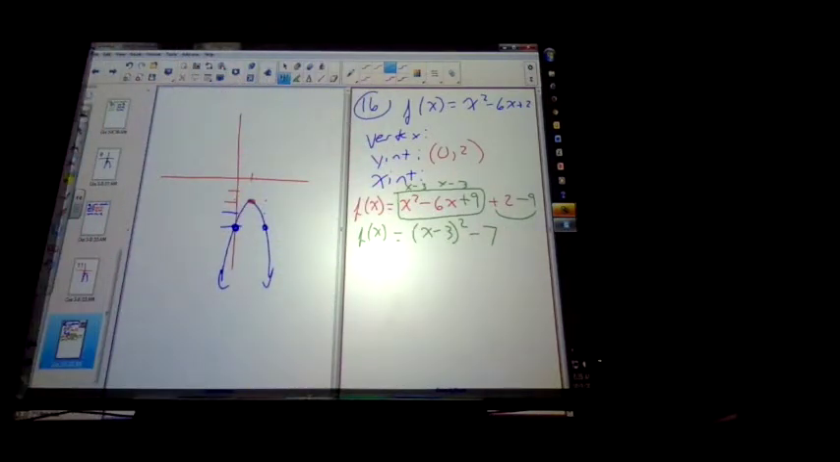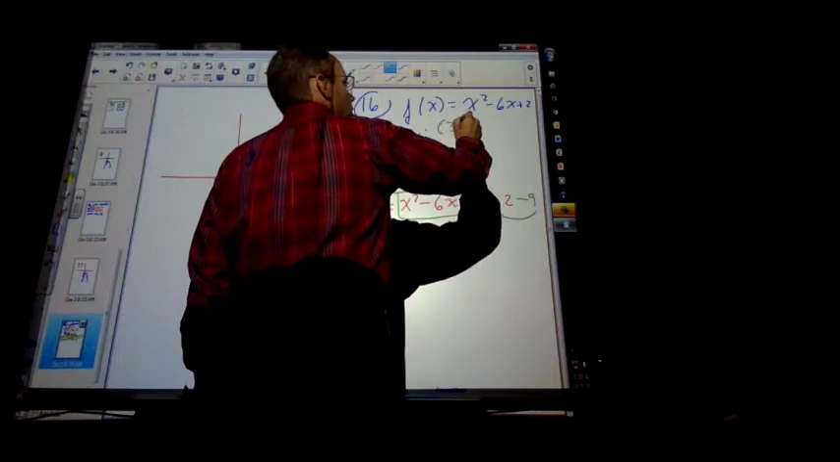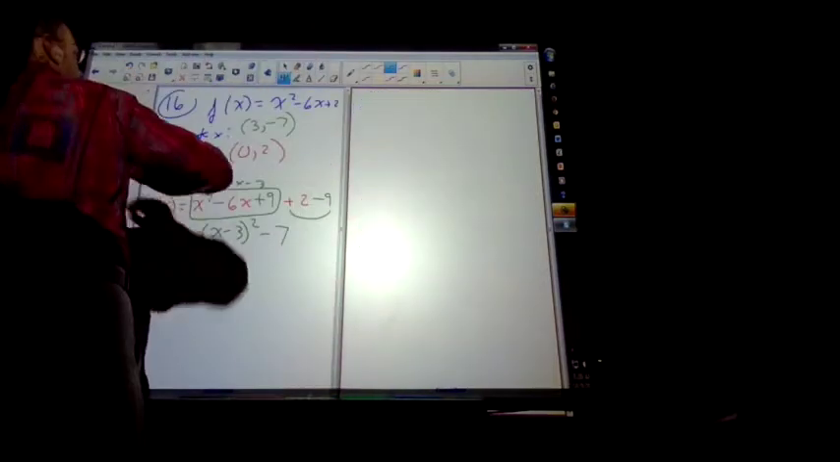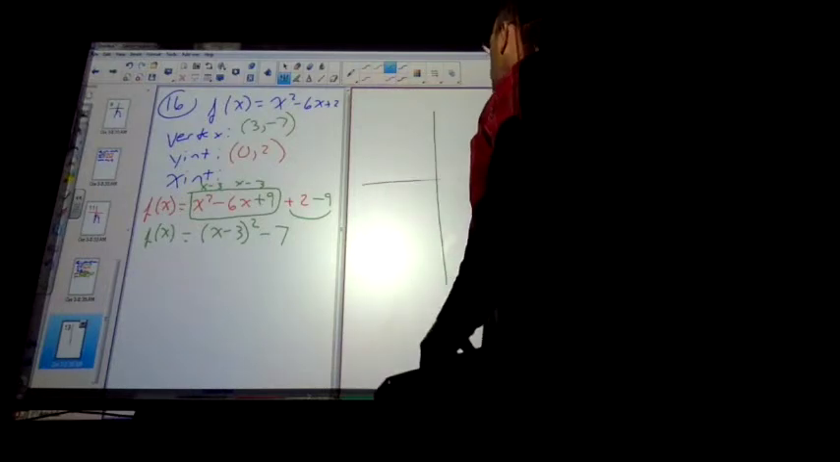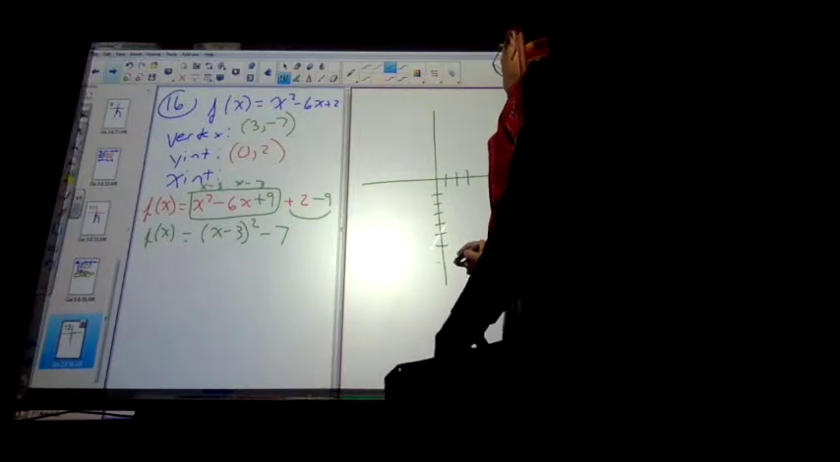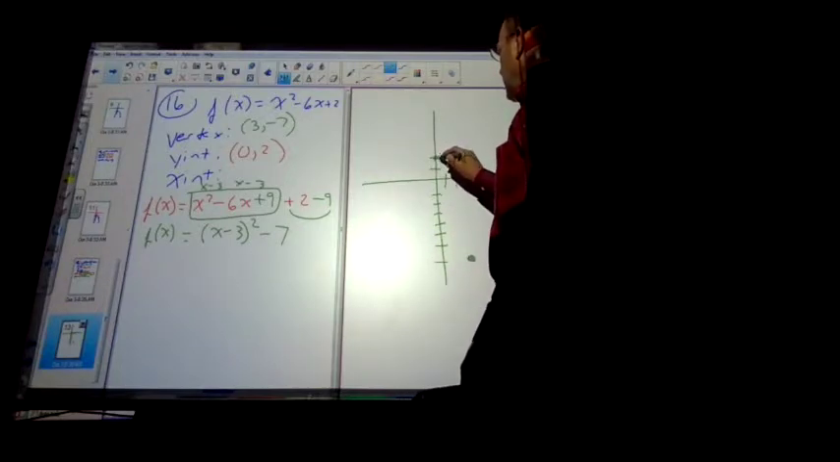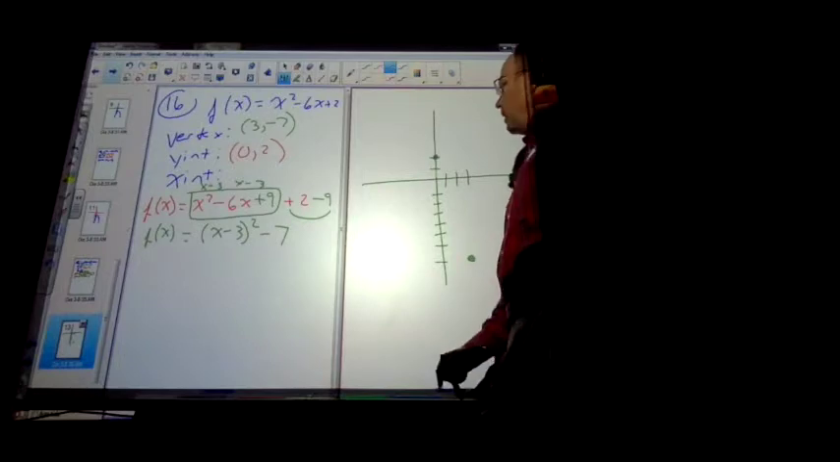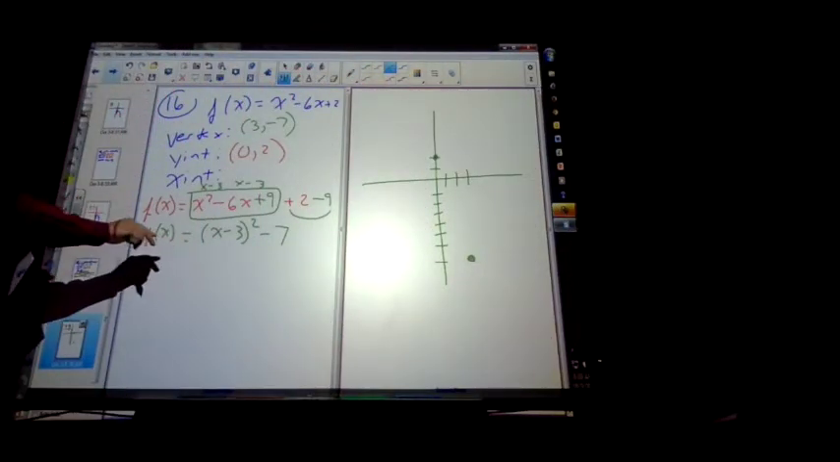Do I know my vertex? Yeah. What is my vertex? 3, negative 7 now. All right, so let's plot this to see if we have a does not exist answer or not. So I have 3, 1, 2, 3, negative 7. What else do I know? Y-intercept right now. Is it going to go ahead and cross the x-axis? Yeah. It is. So now, you've completed the square.